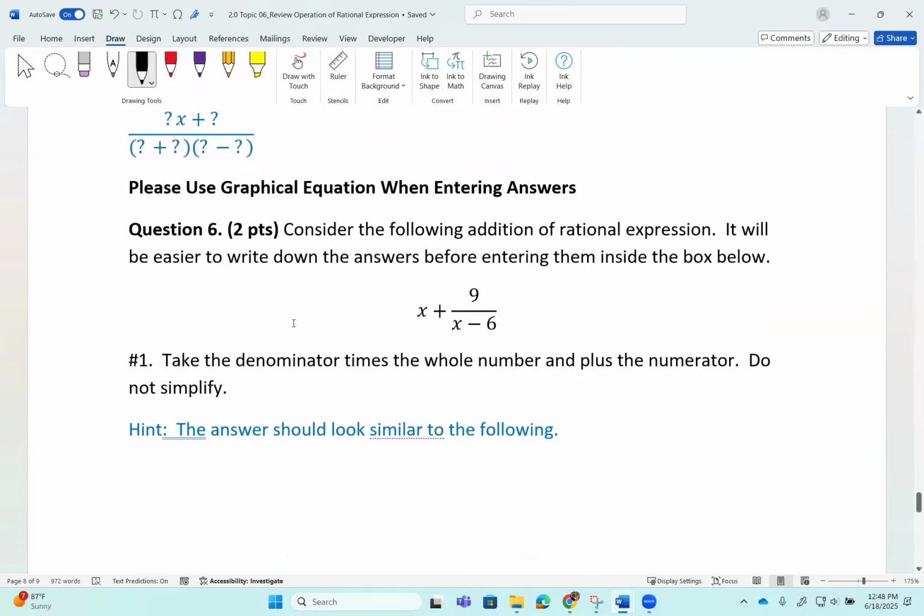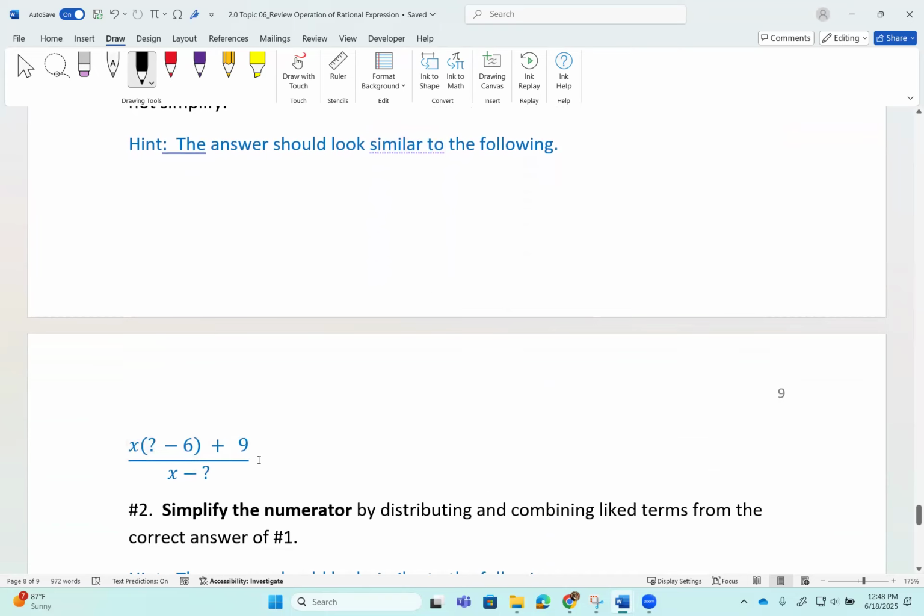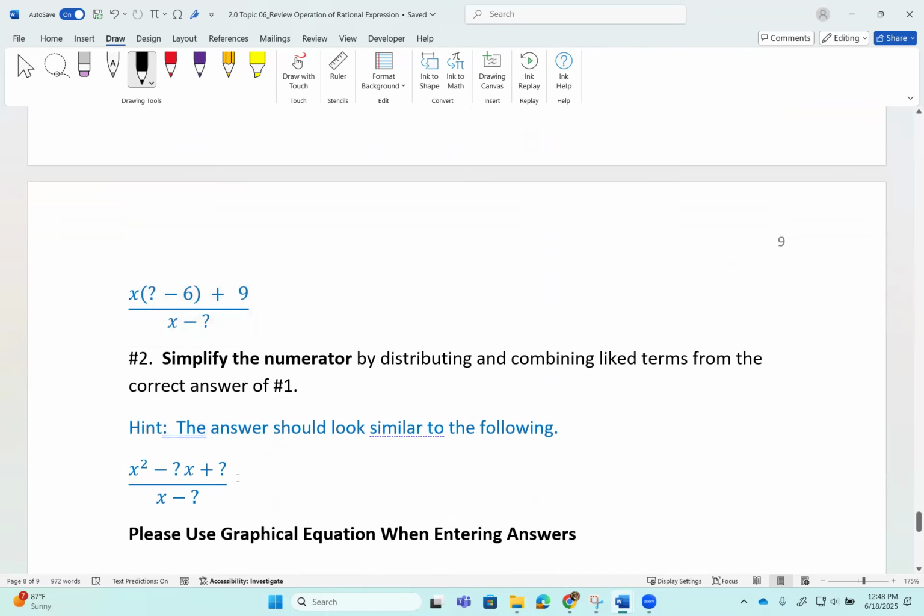And of course, question number 6, I want you to take the denominator x minus 6 times the whole number x, and then add on to 9. So the answer will look something like this, and you simplify the numerator.